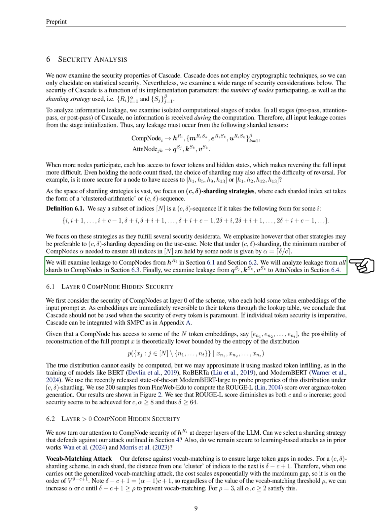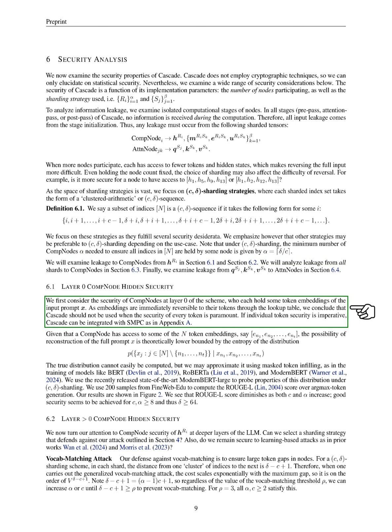Section. Layer 0 Comp Node Hidden Security. In this section, we first examine the security of comp nodes at layer 0 of our scheme, where each node holds token embeddings of the input prompt. Since these embeddings can be easily converted back to their original tokens using a lookup table, we determine that Cascade should not be employed when the security of each token is critical.